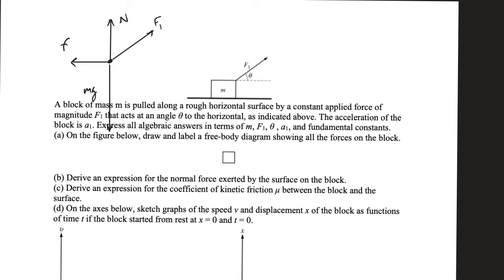Question B, derive an expression for the normal force exerted by the surface on the block. Well, this is just drawing the free body diagram. Yes. Okay. I did not read close enough, apparently. Oh, you're right. This is the one that has A1 as our acceleration. So there we go. Much better. So now we know it accelerates this way at A1. So, better.